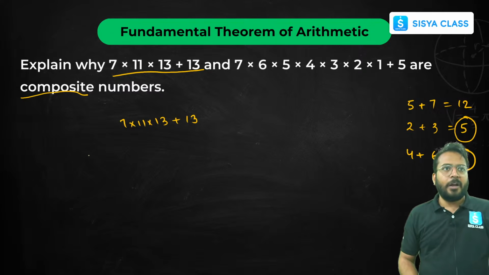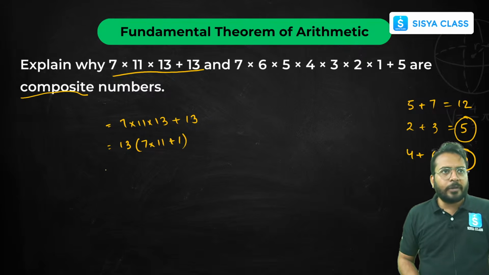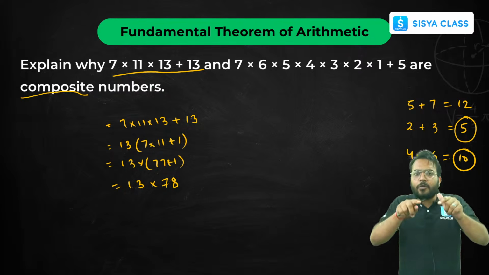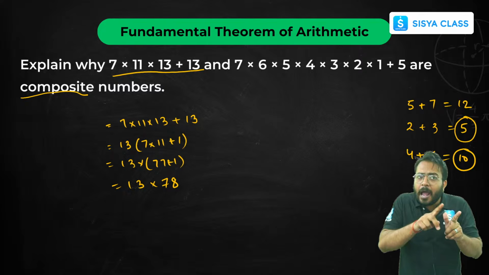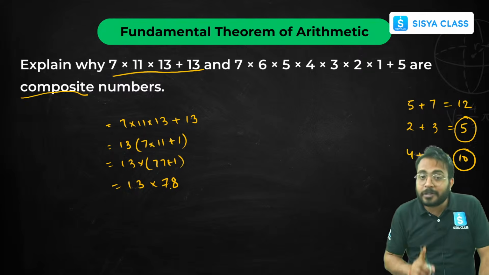Acha. Now here, if I take 13 common, what am I going to be left with? I am going to be left with 7 into 11 plus 1, yes or no? That is 77 plus 1, and it is going to be, beta, 13 into 78, right? Now, whatever number you get, it is going to be divisible by 13 and 78 as well, as well as by all the factors of 78.